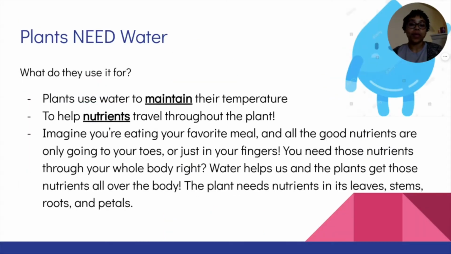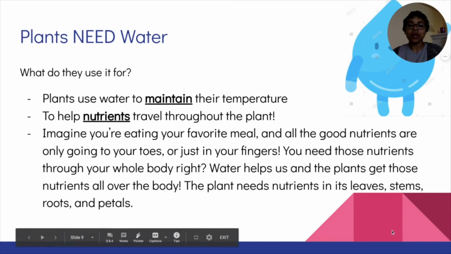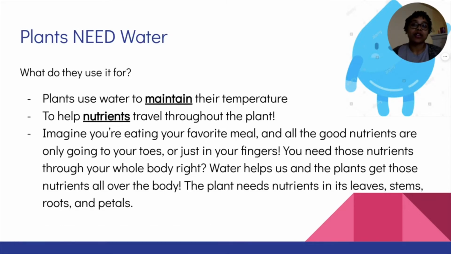All right, so plants need water. What do they use it for? Plants use water to maintain their temperature. So maintain means to keep steady. So plants use water to keep their temperature steady. So it's not always going up or always going down. It's trying to stay at that even level. Like humans, we want to keep our temperature around 98.6.